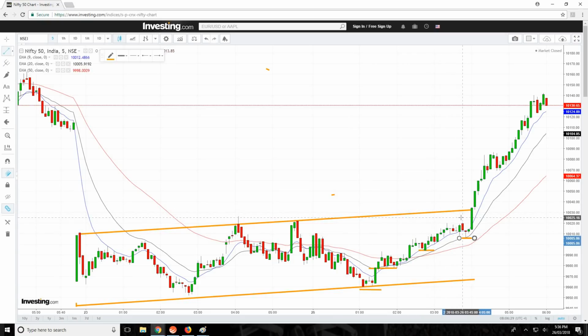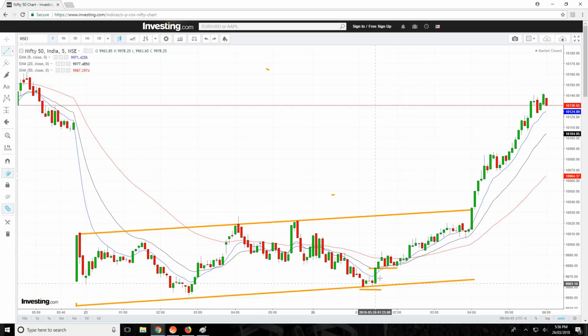So this was our first trade. It was a very good setup, right? Had we waited patiently, we would have gotten a very nice trade with a very small risk and a huge reward. Now, where does our second trade come?